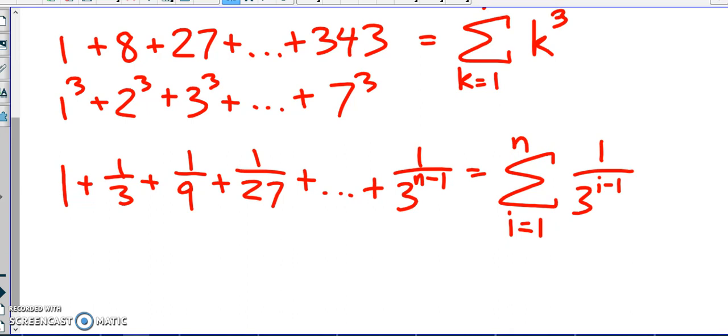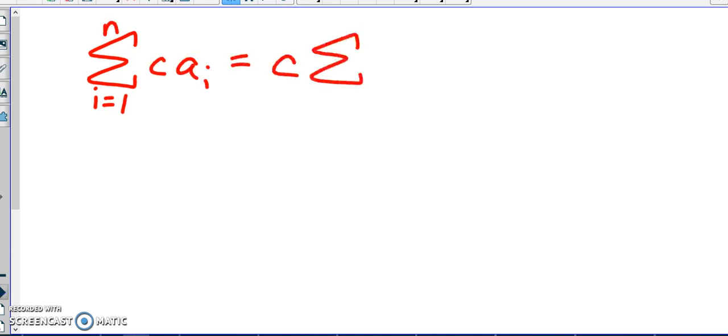The only other thing I'll say about this summation notation is that if you've got the sum from i equals 1 to n of some constant times a sequence, that's the same thing as factoring out that constant. So adding the sequence together and then multiplying it is just like distributing, essentially.